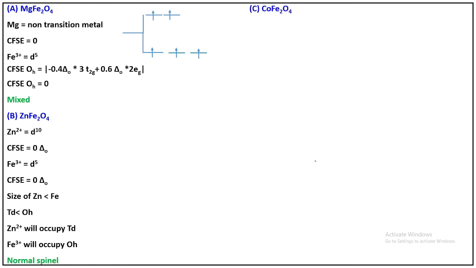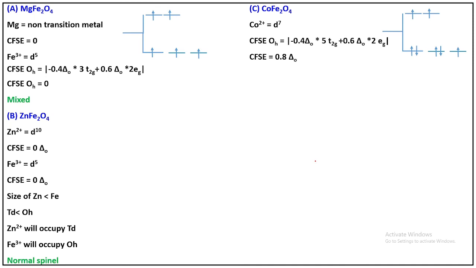Moving on to option C, CoFe2O4. Co2+ is d7. CFSE in this case will be minus 0.4 into 5 plus 0.6 into 2. Modulus of that will give 0.8 delta O. And Fe3+ has a CFSE of 0. So we have CFSE of A2+, in this case Co2+ in octahedral, is greater than CFSE of Fe3+ in octahedral, meaning that Co2+ will be present in the octahedral voids, and this will be an inverse spinel.